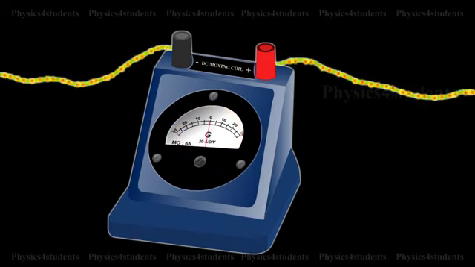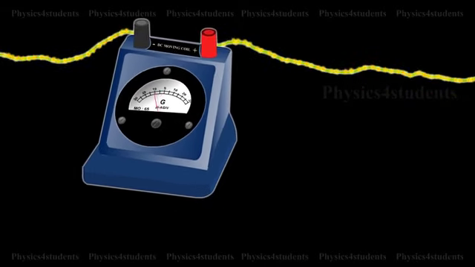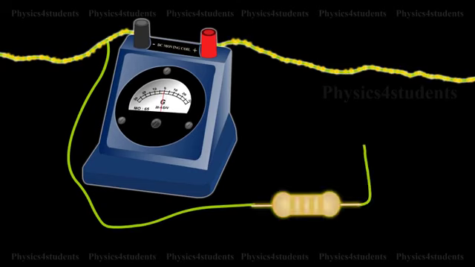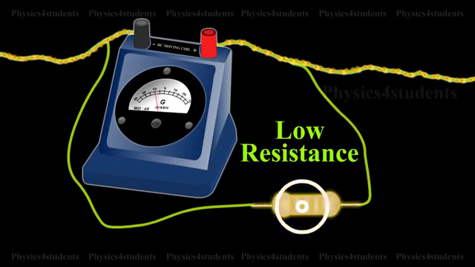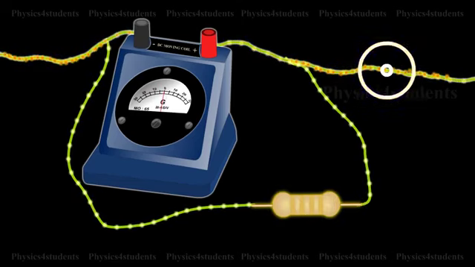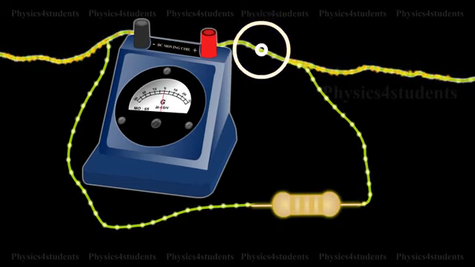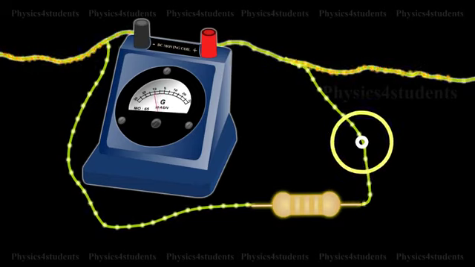Being a very sensitive instrument, a large current cannot be passed through the galvanometer as it may damage the coil. However, a galvanometer is converted into an ammeter by connecting a lower resistance in parallel with it. As a result, when large current flows in a circuit, only a small fraction of the current passes through the galvanometer and the remaining larger portion of the current passes through the low resistance.